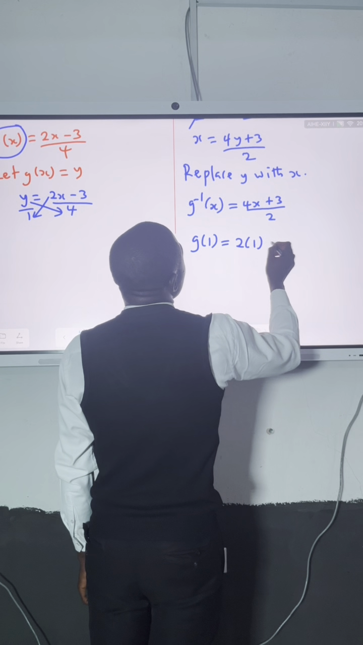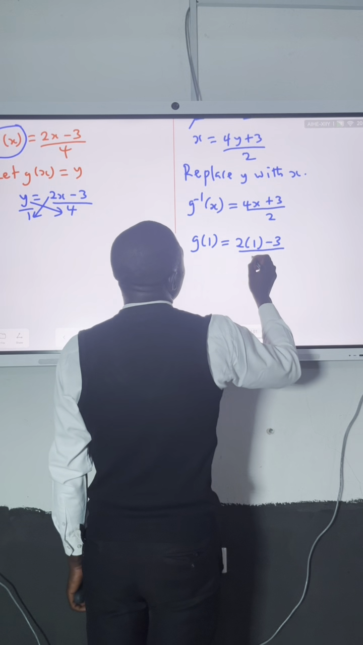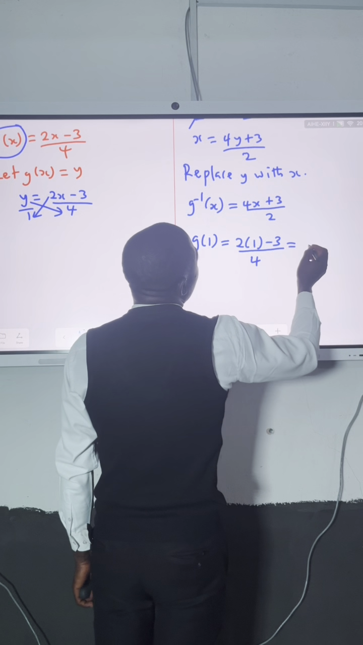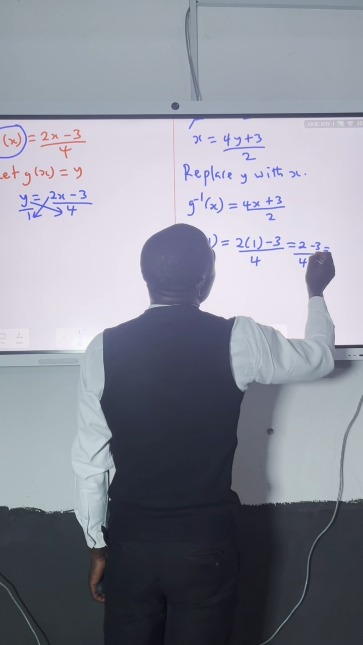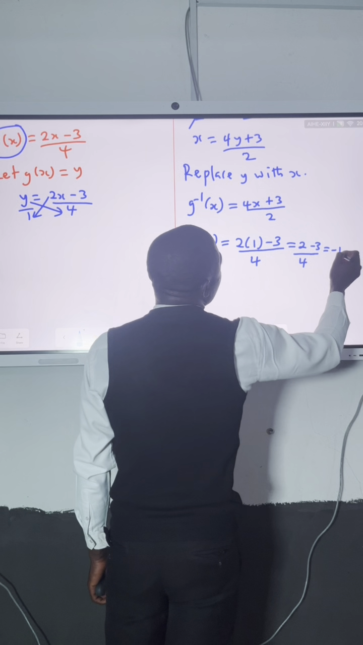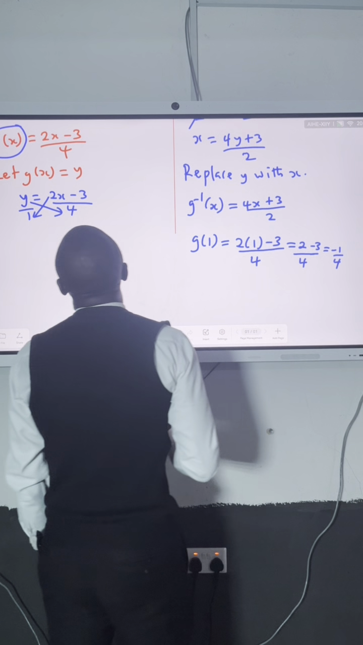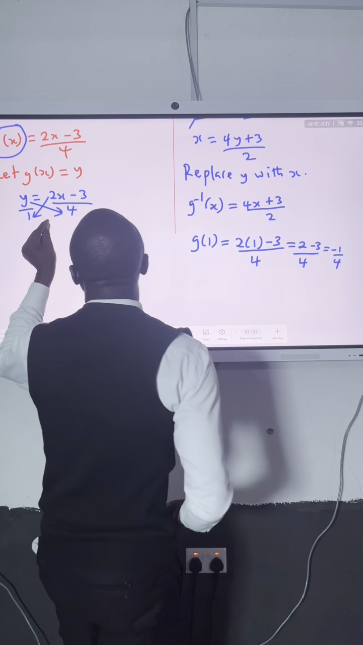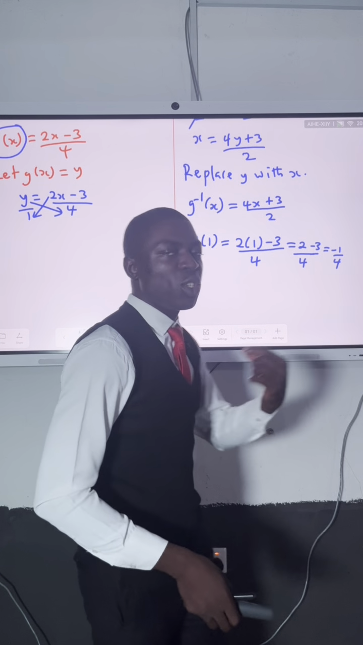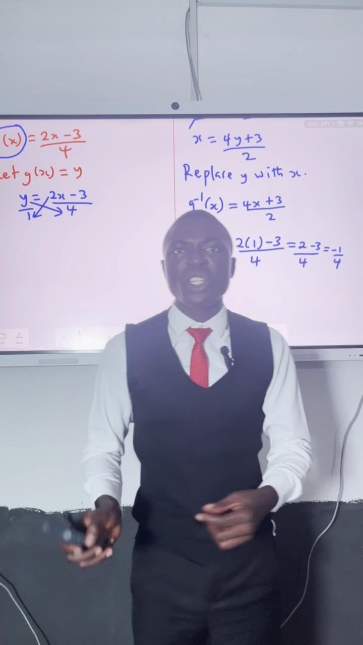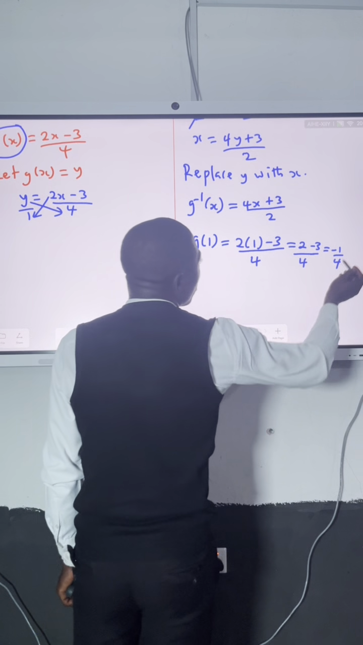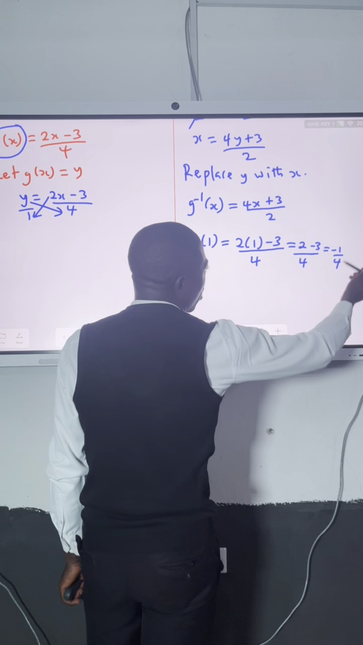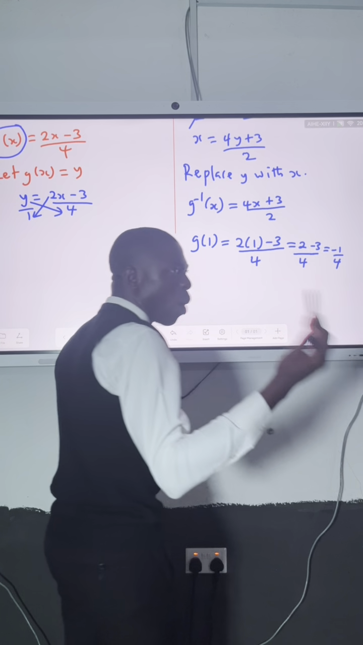2 times 1 minus 3, all over 4. So 2 times 1, you're going to get 2 minus 3 over 4. So 2 minus 3, you have minus 1 over 4. So the image, if you put 1 into the machine, it's going to process it based on the definition, the description of the machine, and then it's going to give us this product as an output.